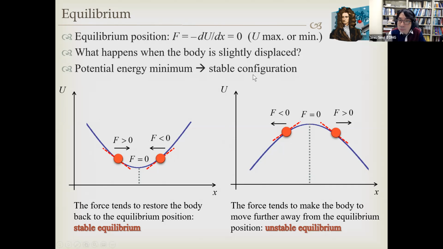Now, an important inference is that whenever the potential energy is a minimum, that corresponds to a stable configuration. So the system always likes to settle itself in a minimum position for the potential energy. And that is why it achieves a stable equilibrium there, okay?